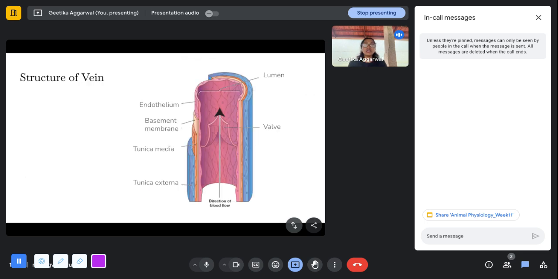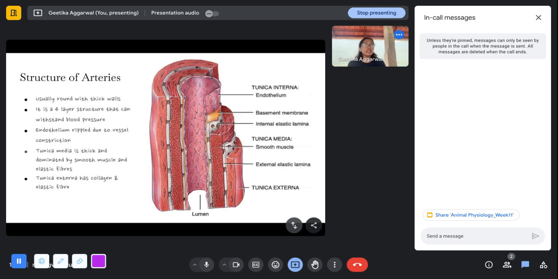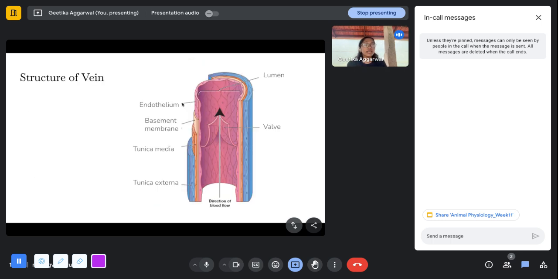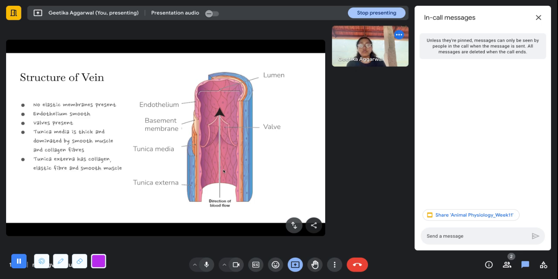Now that we have discussed arteries, let's look at the vein. In the vein, the endothelium is smooth, and you can see the major difference is that in the arteries the membrane is thick. There are four layers, but in the veins, it's very thin. We don't have any elastic membranes. There's the endothelium and the basement membrane that together form the tunica interna or intima. Then there's the tunica media, which is pretty thin as compared to the one that we saw in the arteries, and tunica externa. And there is the presence of valves that prevent the backflow of blood.